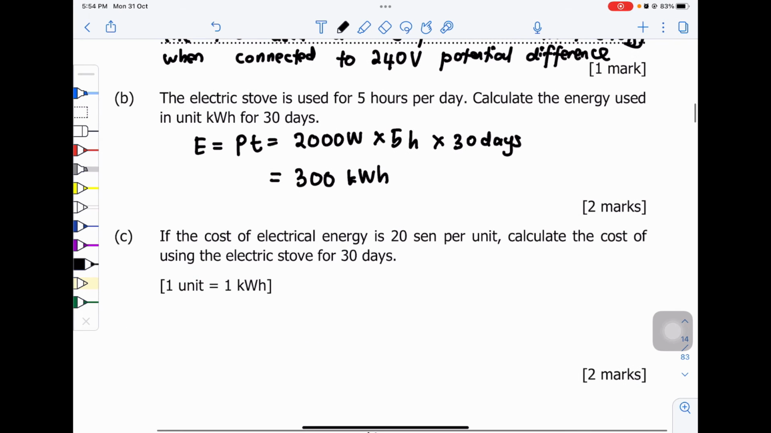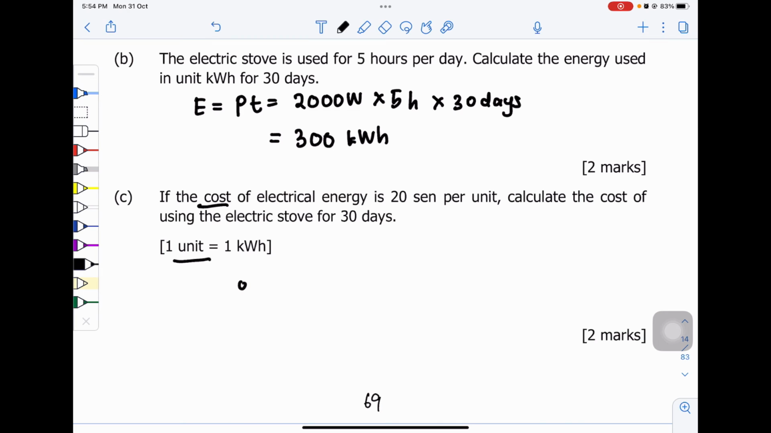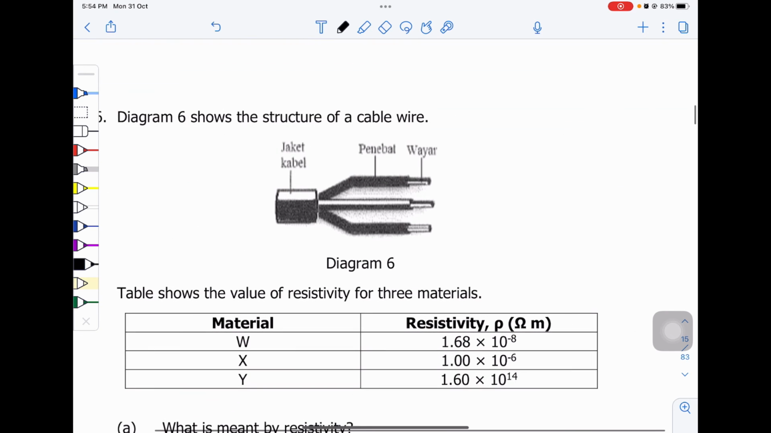Right, so if the cost for 1 unit is 20 cents, calculate the cost. That's not difficult. That's very direct: 300 units times 0.20. Okay, what's that? That is RM60.